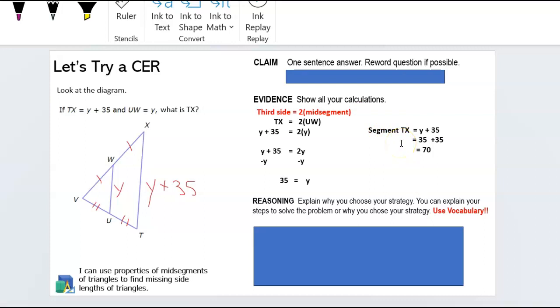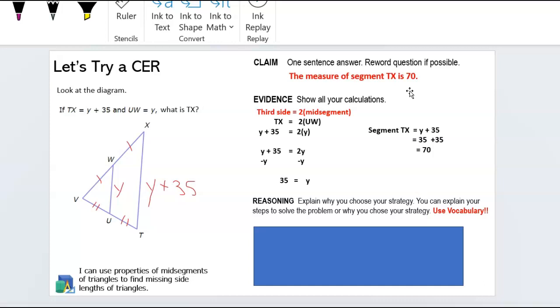Now that I have my final answer, I could go back and write my claim. Your claim should be in sentence form, so you don't want to just write Tx equals 70. You want to write it all out, make one sentence, and it should be the first thing that appears in your answer. Even though you have to solve your calculations first, you should then go up on top of it and write your claim statement as the first thing someone sees when they go to read it. And so I'm just going to write the measure of segment Tx is 70. So you just put it into sentence form and that's it. That gives you full credit for the claim and full credit for the evidence.